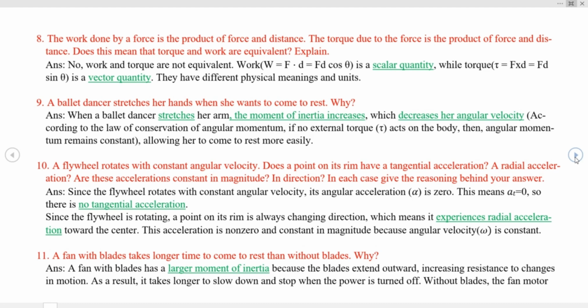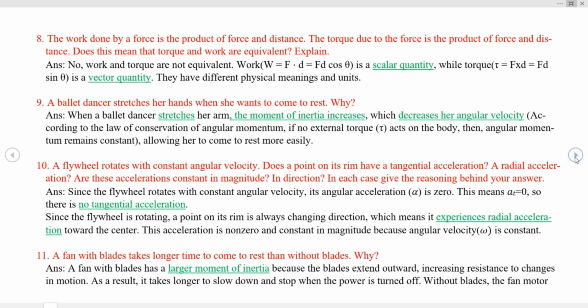So since the flywheel rotates with constant angular velocity, its angular acceleration alpha is 0. This means that a_t equals 0, so there is no tangential acceleration, we can say. Since the flywheel is rotating, a point on its rim is always changing direction. It experiences radial acceleration towards the center. This acceleration is non-zero and constant in magnitude because angular velocity is constant.